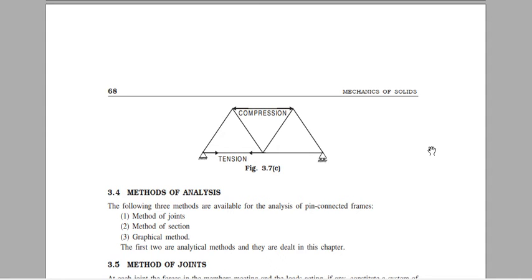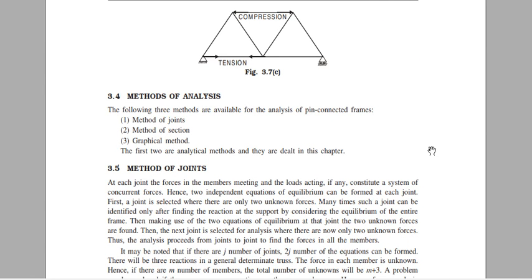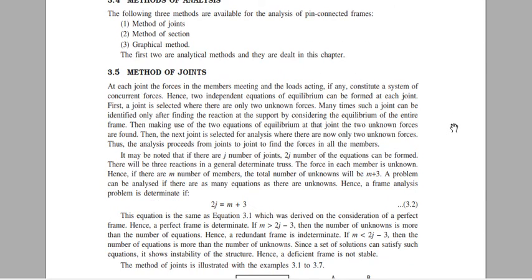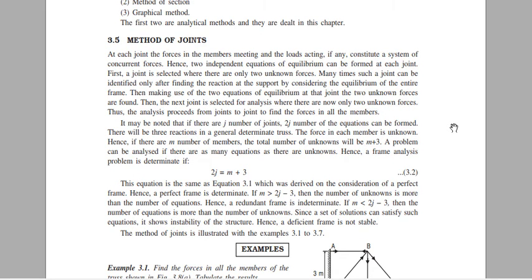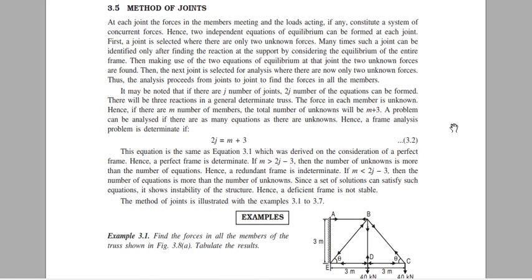3.4 Methods of analysis. The following three methods are available for the analysis of pin-connected frames. 1. Method of joints. 2. Method of section. 3. Graphical method. The first two are analytical methods and they are dealt with in this chapter.